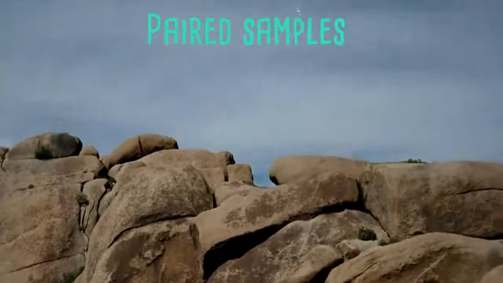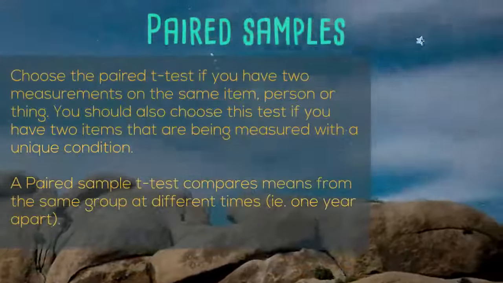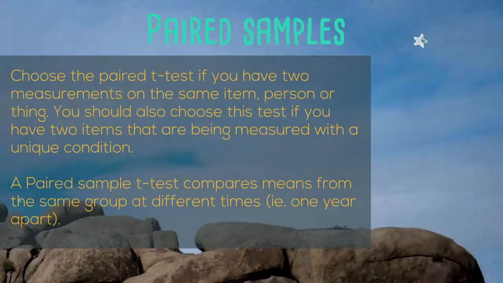Choose the paired t-test if you have two measurements on the same item, person, or thing. You should also choose this test if you have two items that are being measured with a unique condition. A paired sample t-test compares means from the same group at different times, such as 1 year apart.